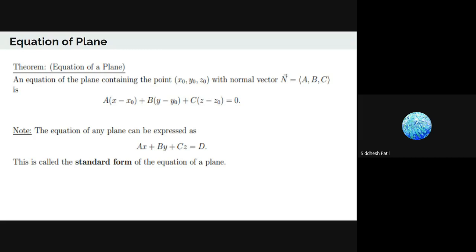So that's all for me. Now the equation of the plane will be explained by Neeraj. Yeah, just a second, Neeraj.